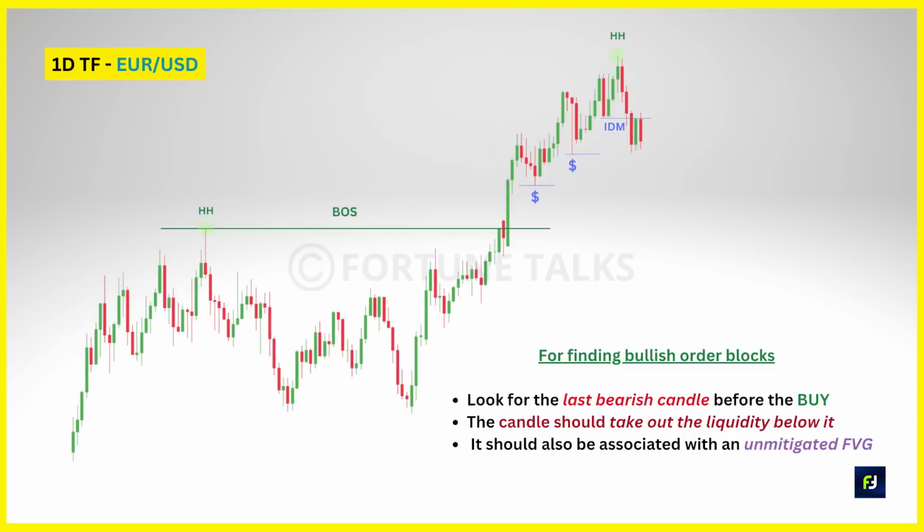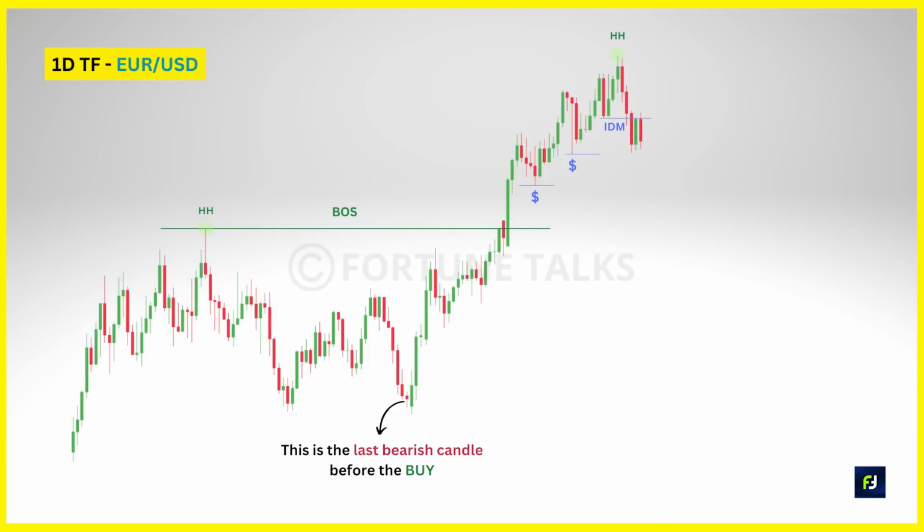So start from the lowest point on the impulse price swing. For finding bullish order blocks, start finding the last bearish candle before the buy, which should necessarily take the liquidity below the minor swing low, and it should also be associated with an imbalance or a fair value gap, which is unmitigated.